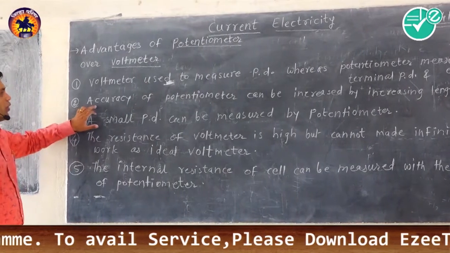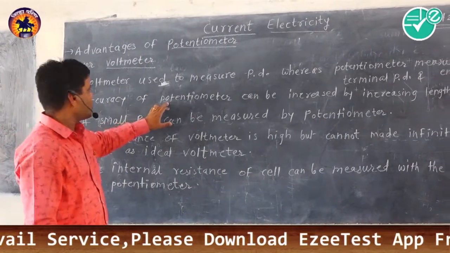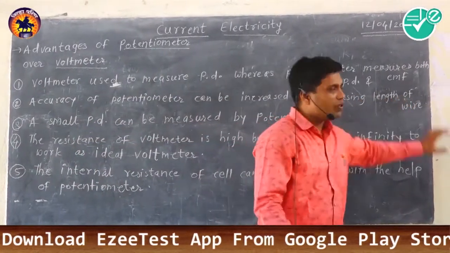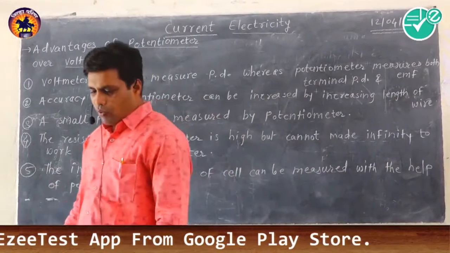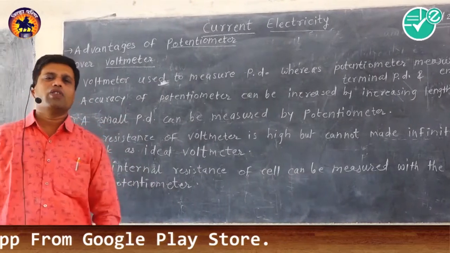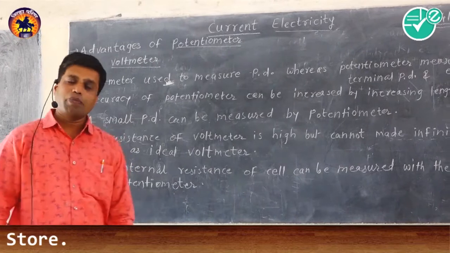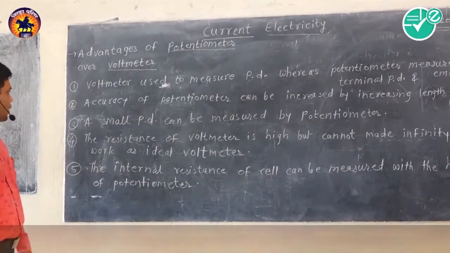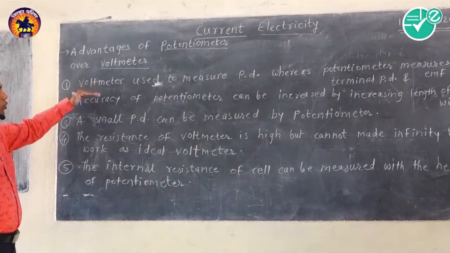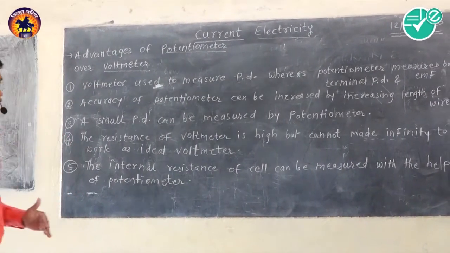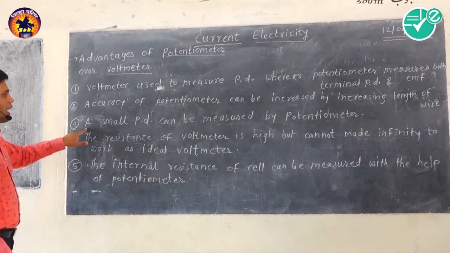Now after that, the accuracy of a potentiometer can be increased by increasing the length of the wire. If you increase the length of the potentiometer wire, then you can increase the accuracy of the potentiometer, and therefore this is also a big advantage of potentiometer over voltmeter. So I think you got these two advantages of potentiometer. After that we will move towards the third advantage.